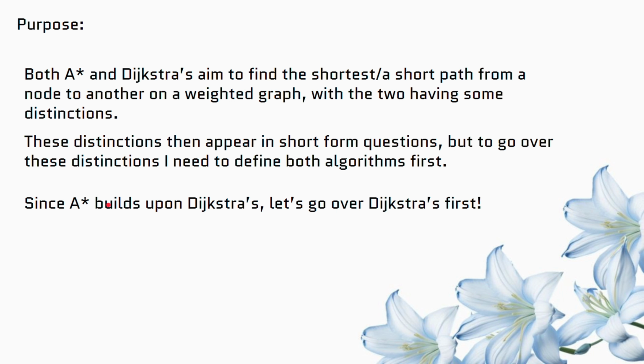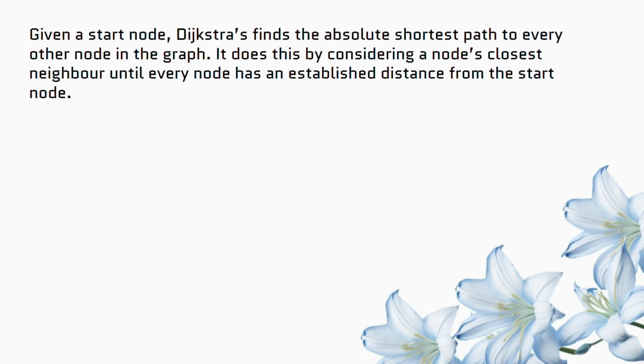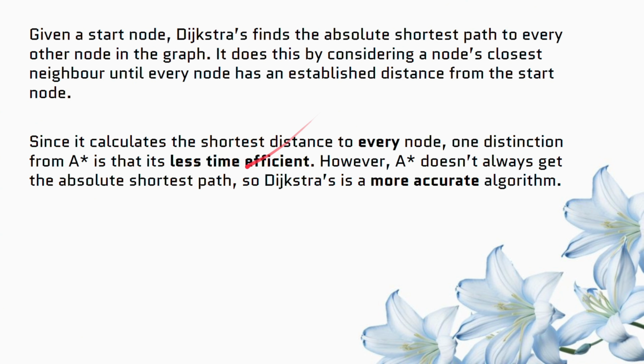But since A-star builds upon Dijkstra's, let's go over Dijkstra's first. Great algorithm. I feel like the best way to go over the actual algorithm on a graph is to just do an example. But first, we'll go through the worded definitions. So given a start node, Dijkstra finds the absolute shortest path to every other node in the graph. It does this by considering a node's closest neighbor until every node has an established distance from the start node. What does this even mean, right? Well, we're going to see this in a minute when we look at the example on the next page. But let's keep going through the definitions.